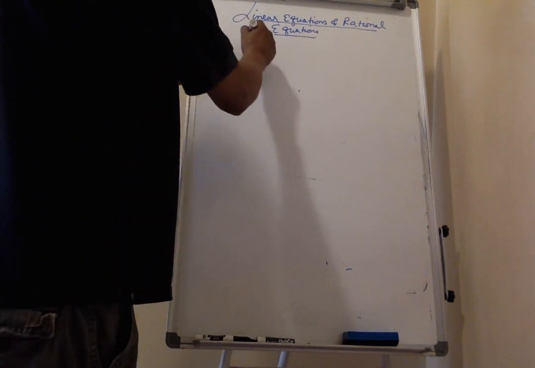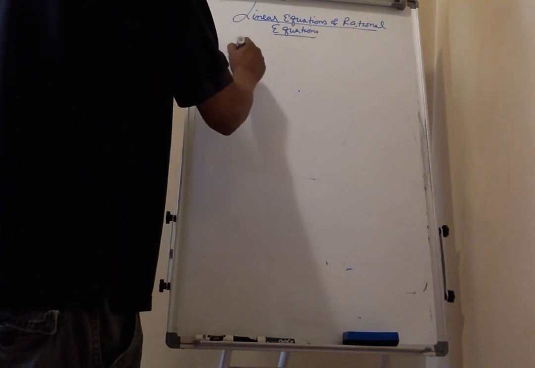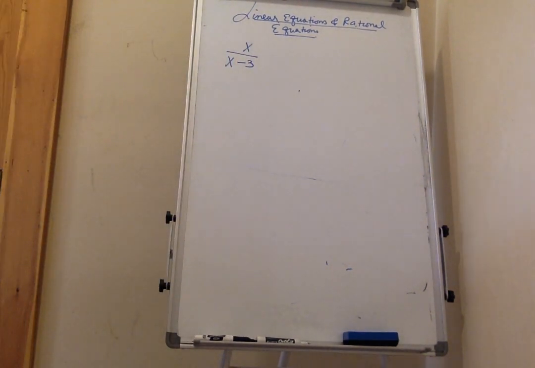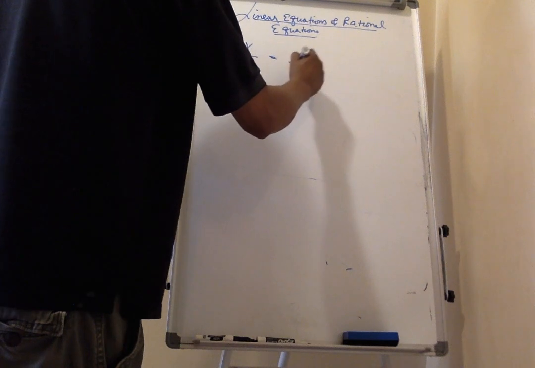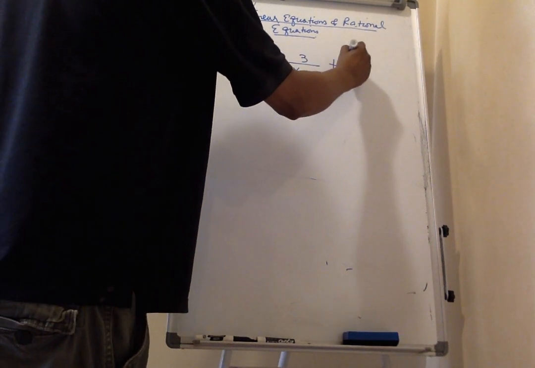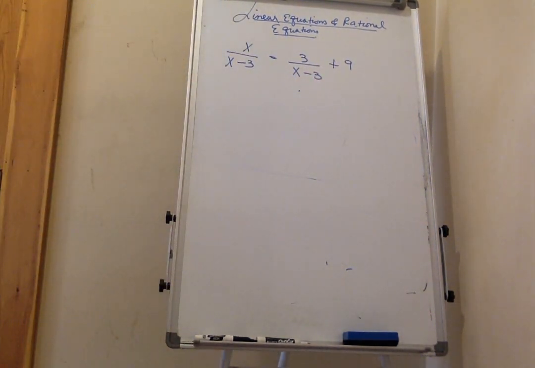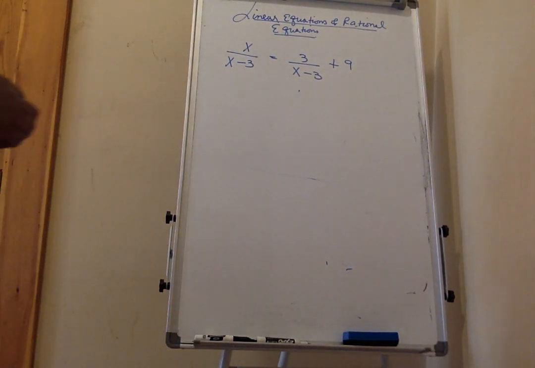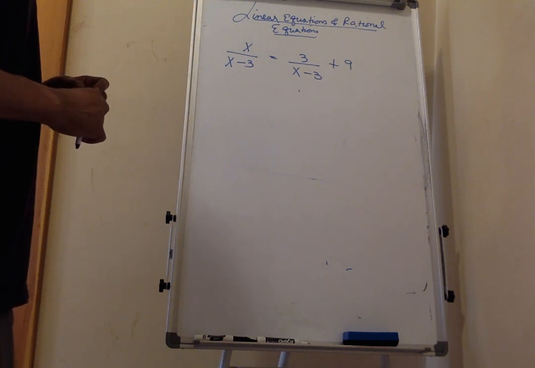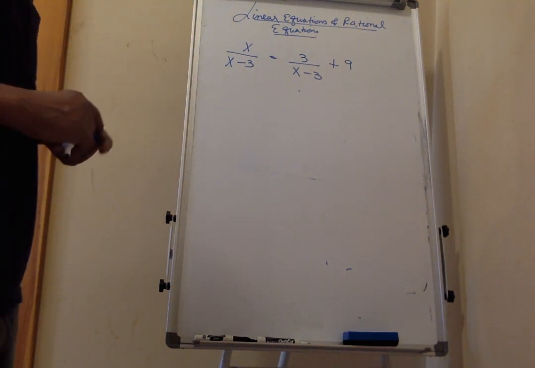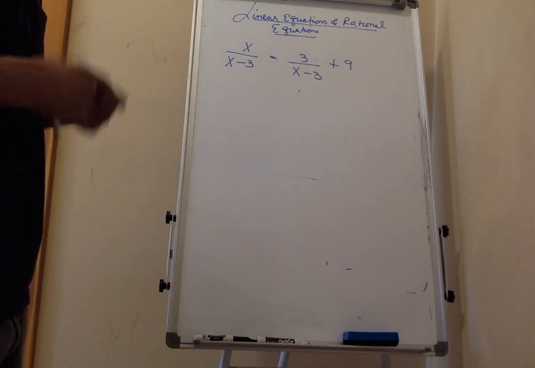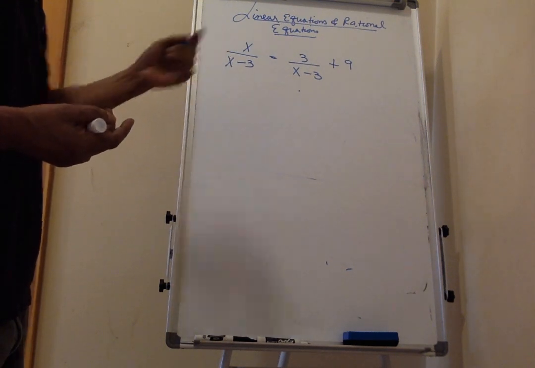You have now x over x minus 3 is equal to 3 over x minus 3 plus 9. Okay, this is also another instance of a rational equation. Look at the denominator. Then ask yourself, before we find the LCD, for what value of x is x minus 3 zero? Meaning what if x is equal to 3?